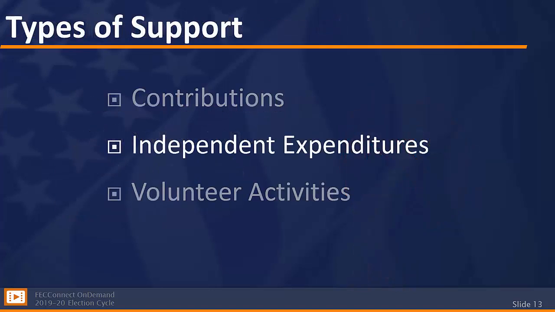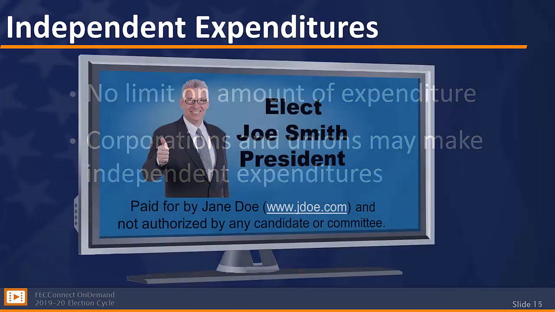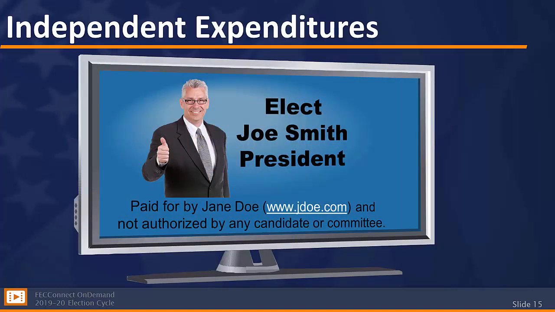Now let's talk about independent expenditures. Unlike contributions, independent expenditures are not subject to any amount limitation, and corporations and unions can use their treasury funds to make them. Independent expenditures are payments for communications, like this TV ad, that expressly advocate the election or defeat of a candidate, but are not coordinated with that candidate's campaign. Every independent expenditure must include a disclaimer that identifies who paid for it, and that person must report their activity to the FEC.